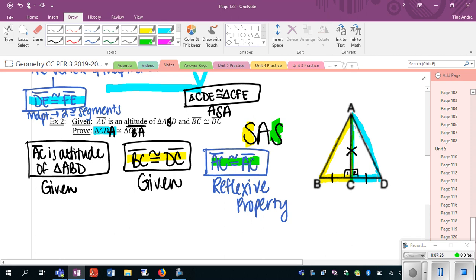Now I need to get those angles. So since I'm using side angle side, I need to go through the process of having perpendicular lines, which imply right angles, which imply congruent right angles. So the fact that I have an altitude, well, I'm going to say that altitudes are perpendicular to the opposite side, or altitudes will create right angles. So I'm going to go ahead and say that I have right angles. Since I have the altitude, I'm going to use this as my perpendicular lines, which gives me the right angles. So I'm going to say angle 1 and angle 2 are right angles.